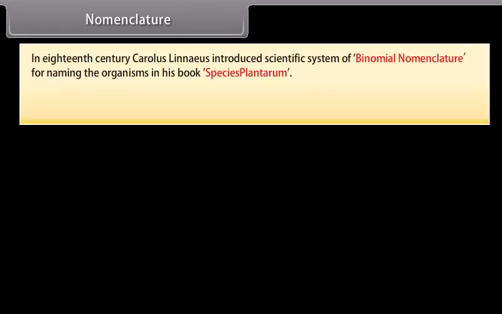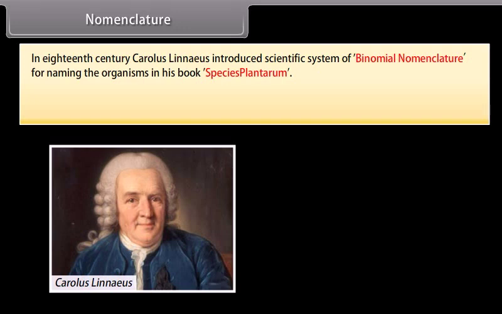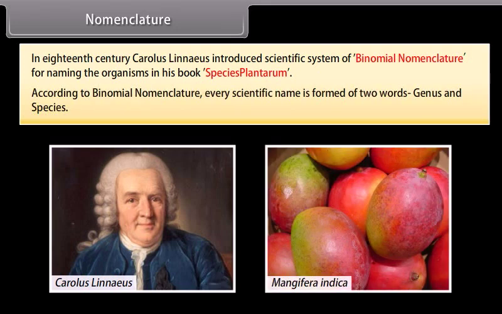In the 18th century, Carolus Linnaeus introduced the scientific system of binomial nomenclature for naming the organisms in his book Species Plantarum. According to binomial nomenclature, every scientific name is formed of two words, genus and species.